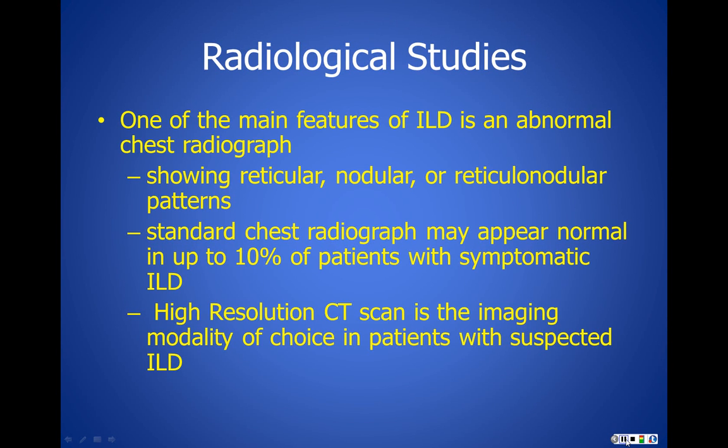We need to learn about different patterns: reticular, nodular, reticulonodular patterns. During a standard chest X-ray or a standard, conventional CT scan, we can miss about 10% of the interstitial lung disease. That's why we should go for high-resolution CT scan of the chest, okay?